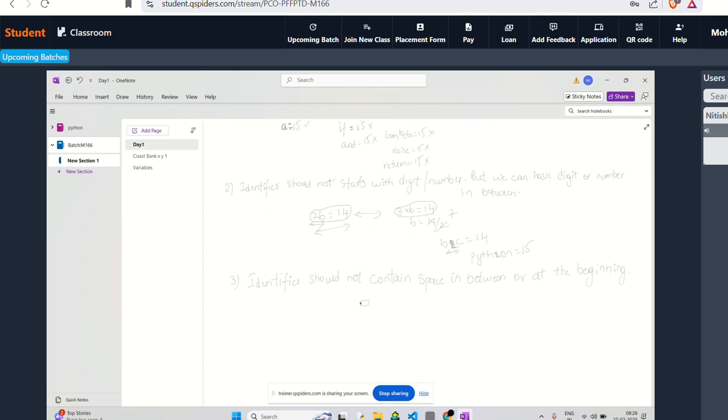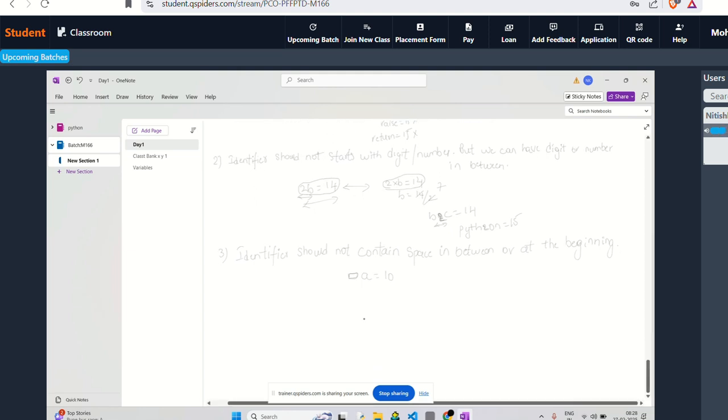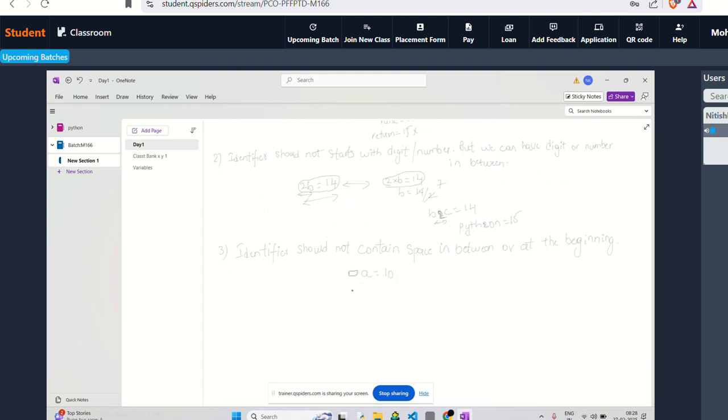Consider this box is a space. I cannot create variable like this, means space at starting then followed by variable name. We cannot create like this. Can we have space at the last, sir? Yes, we can have, like this, at last we can give space.